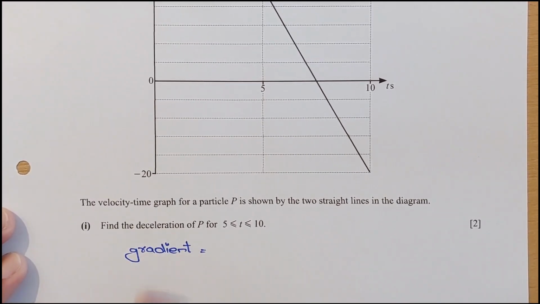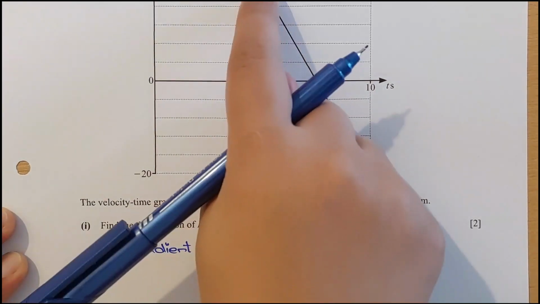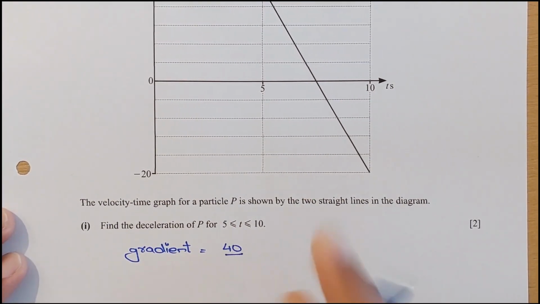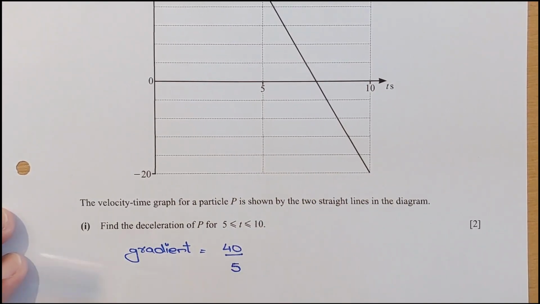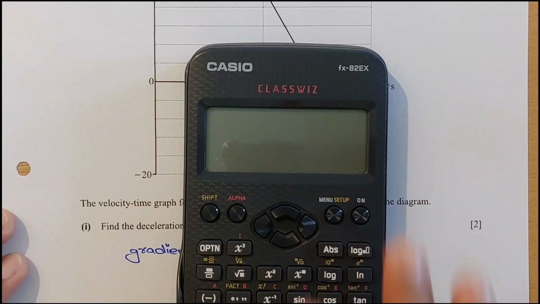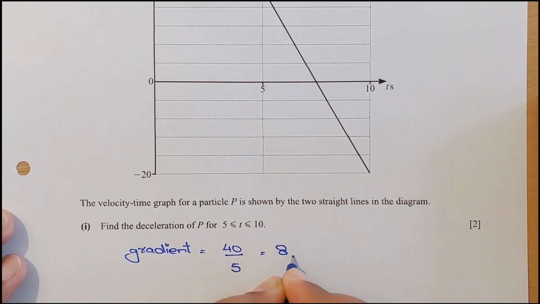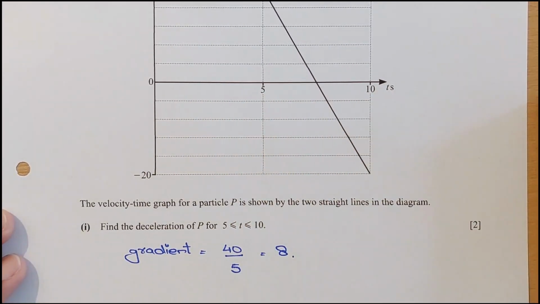So what is a gradient? The change in the y values. So this is 20 and minus 20, so the change is 40 over the x values 5 to 10. The difference is 5. 40 divided by 5 is 8. So the deceleration is 8 between 5 and 10.